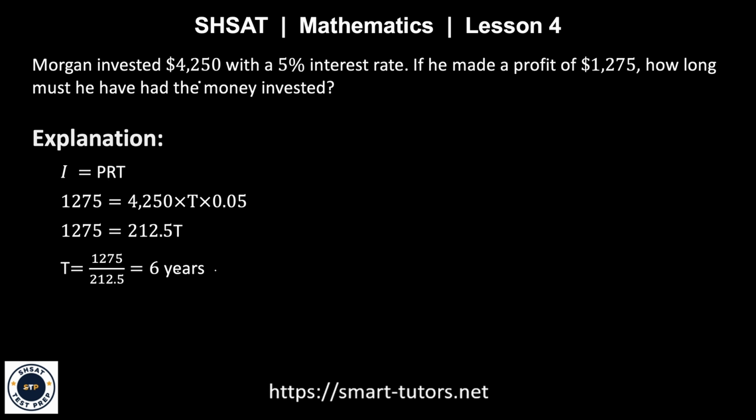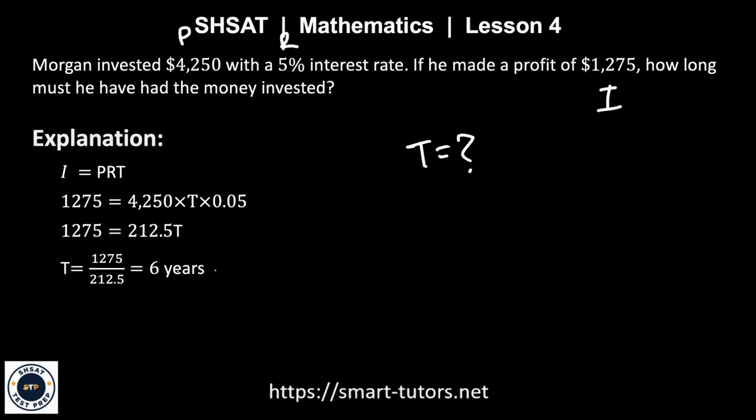Let's do another practice problem using I equal to PRT. Morgan invested $4,250 with a 5% interest rate. That means a 5% return rate. If he made a profit of $1,275, how long must he have had the money invested? Let's use the formula. I equal to PRT, where this is the principal, this is the interest he received, this is the rate, and you have to find the time. So let's solve for time.